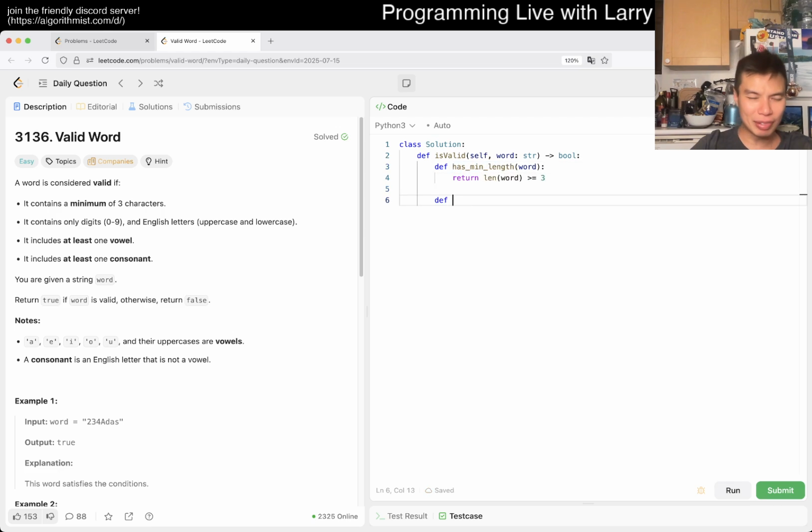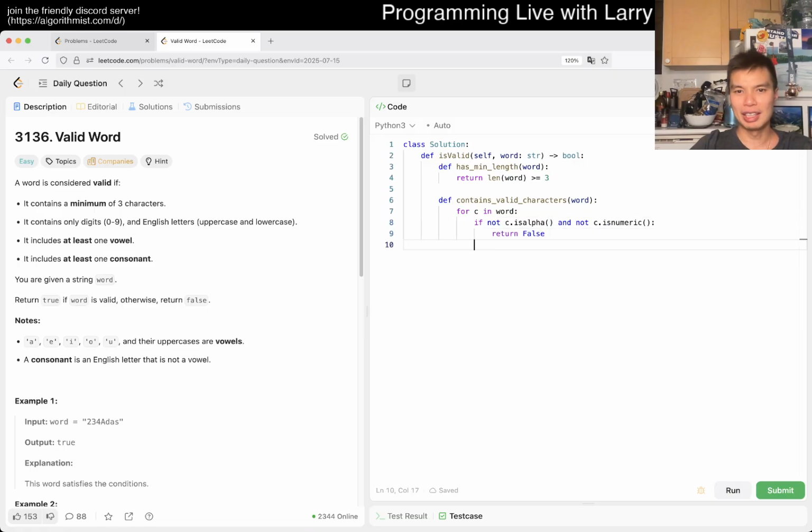We can write def contains valid characters. So for c in word, if c is alpha or c is numeric, then this is good. So we want the opposite of this, so we can use De Morgan's law. Then return false, otherwise return true.